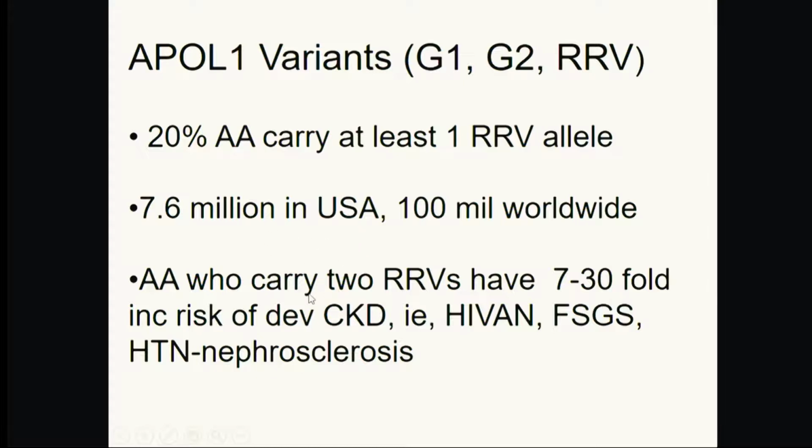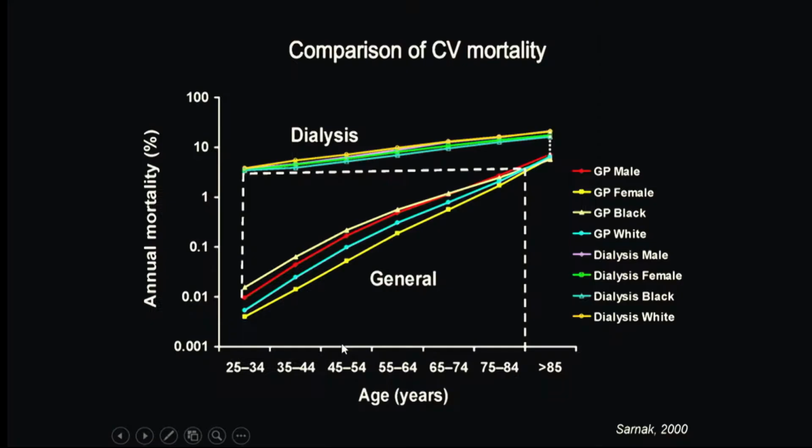If you have 2 copies of ApoL1, that increases your risk of having kidney failure or chronic kidney disease by 7 to 30-fold. People who are infected with HIV, they have kidney failure mainly because of ApoL1. People with focal sclerosis also, as well as hypertension. So ApoL1 does predispose African Americans to kidney failure or kidney disease and end-stage renal disease.